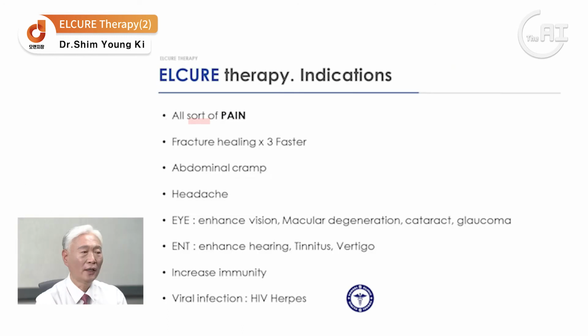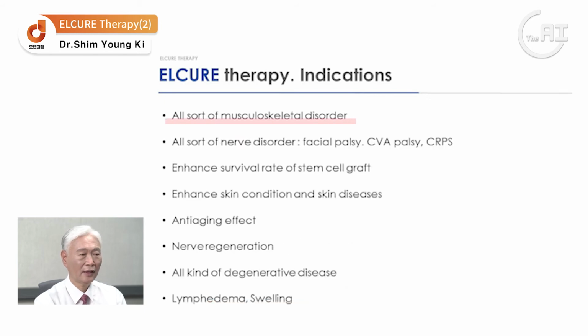Number 9, indication. All sorts of pain can be treated. Fractures heal 3 times faster. Abdominal cramp, headache, and then vision: macular degeneration, cataract, glaucoma. And then ear: hearing, tinnitus, vertigo. Immunity increases, viral infection decreases. Also musculoskeletal disorder, muscle pain, shoulder pain, nerve disorder, facial palsy, CRPS, stem cell graft survival rate increase, skin conditions and skin disease become normal, anti-aging effect, nerve regeneration, all kinds of degenerative disease, lymphedema, swelling.